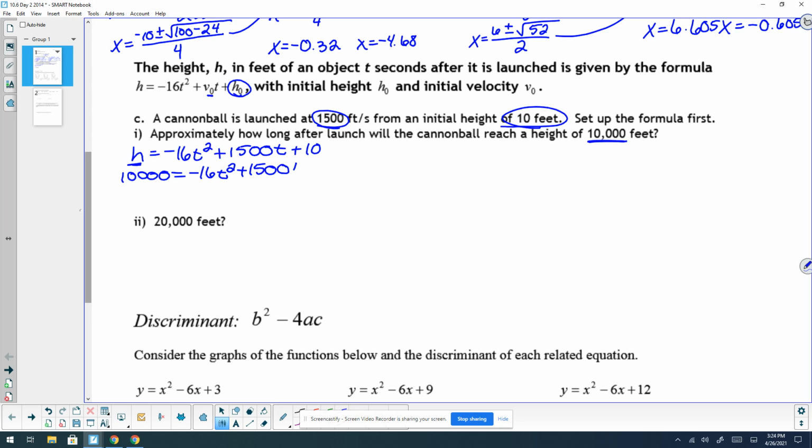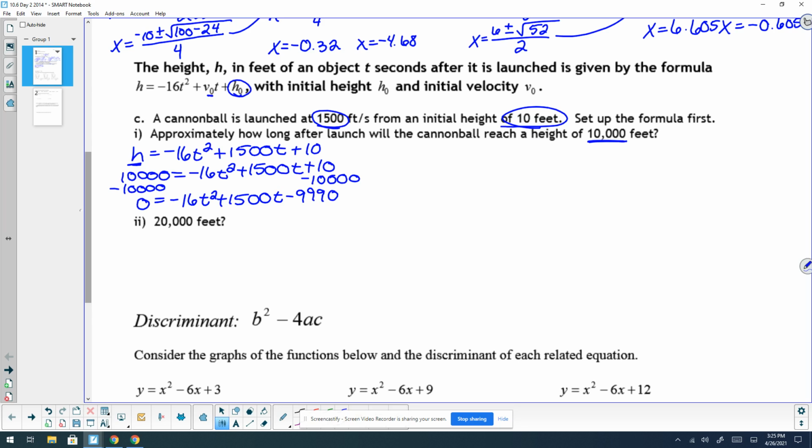Before I can use the quadratic formula, though, I have to get this set equal to 0. So I'm going to subtract that 10,000 from both sides. Since 10,000 does not have a variable, it will be subtracted from our 10. So 0 equals negative 16t squared plus 1,500t minus, this would be 9,990, okay?